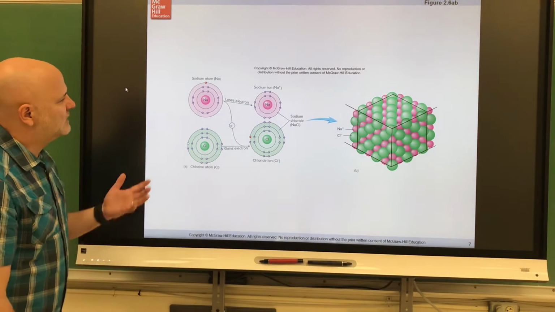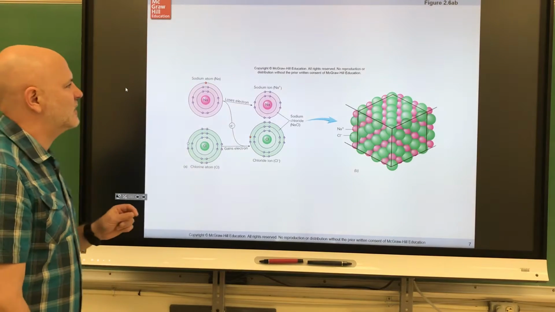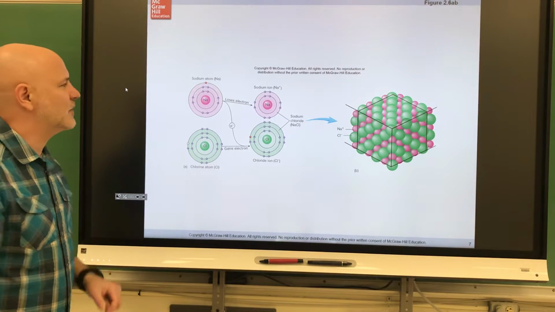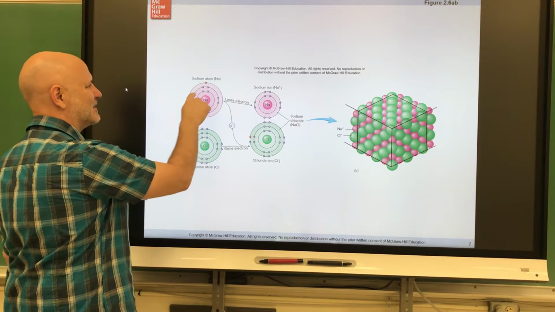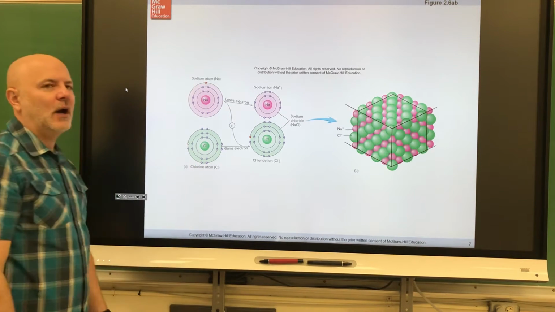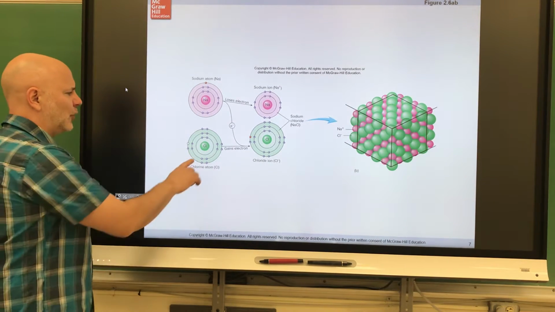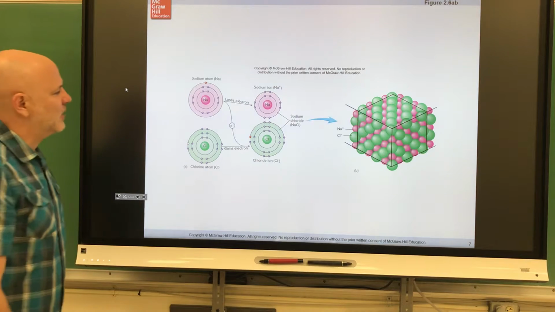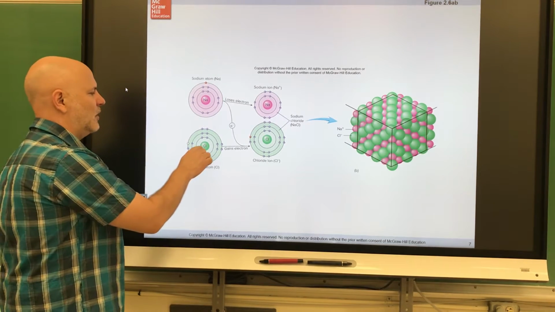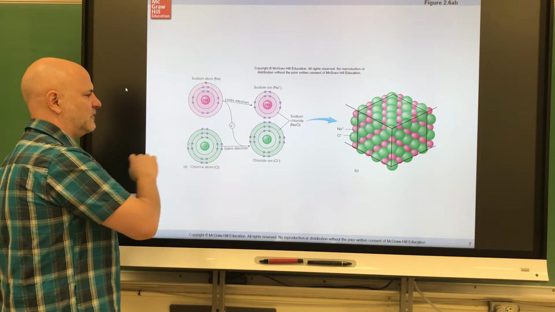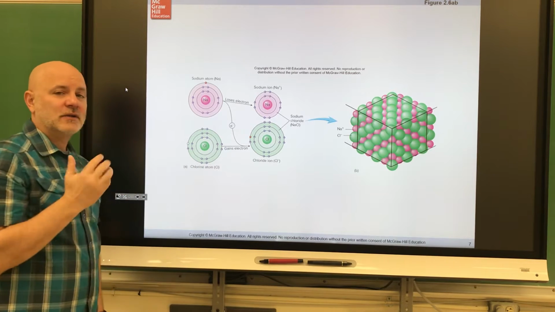Okay, so let's take a look at this. Here's sodium. Sodium has an atomic number of 11, so it has 11 protons, 11 electrons. So it has 2 electrons in its first energy level, 8 in its second, so that's 10. So it has 1 more electron in its third energy level. Chlorine down here has atomic number 17. So it has 17 protons, 17 electrons. It has 2 electrons in its first energy level, 8 in its second, so that's 10, and then 7 in its third, so that's 17.